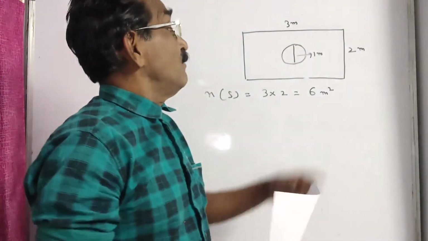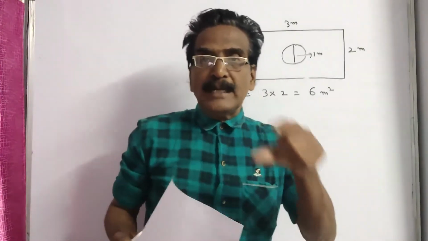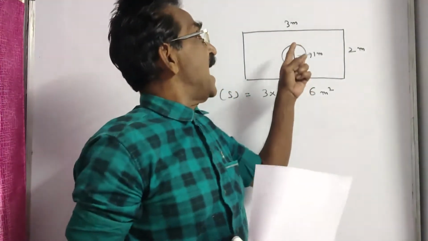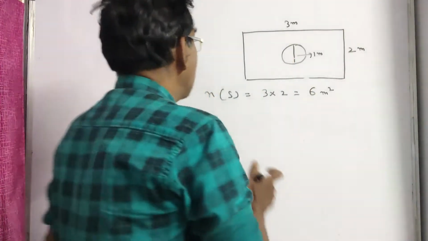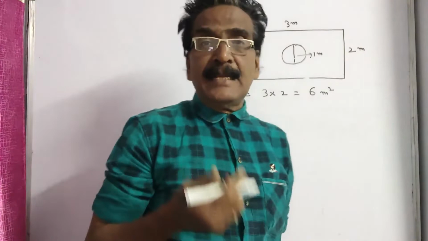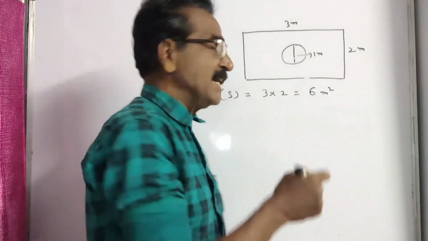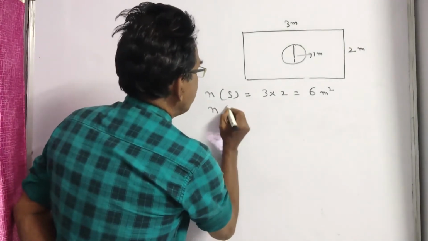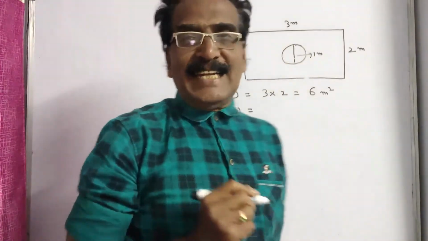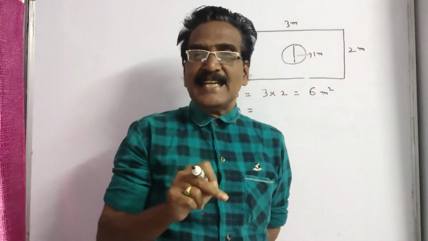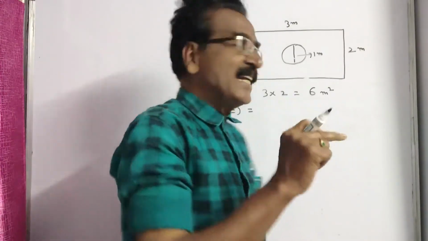Then what is our favorable outcome? The thrown die will land inside the circle. So let E be the event that the die will land in the circle. Then n of E is the area of the circle. So the area of the rectangle is n of S, and the area of the circle is n of E.